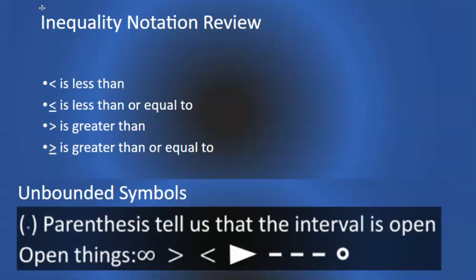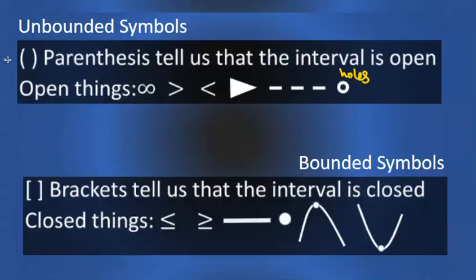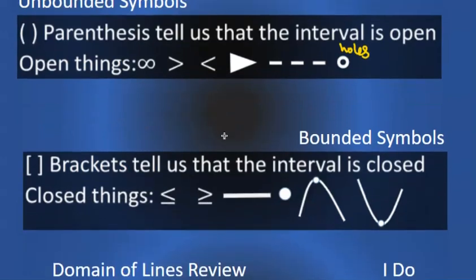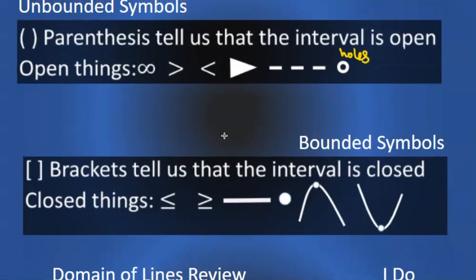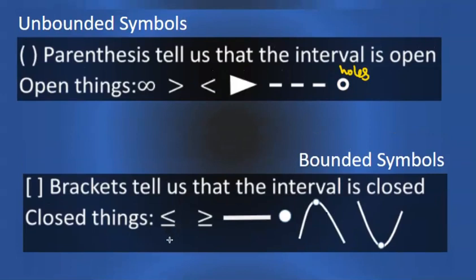Unbounded symbols: parentheses tell us that the interval is open. Other open things include infinity symbols, inequality signs without lines, arrows, dashed lines, and holes. For bounded symbols, we have brackets. Brackets tell us that the interval is closed. Other closed things include inequalities with equal signs under them, solid lines, closed points, and vertices, extreme values.